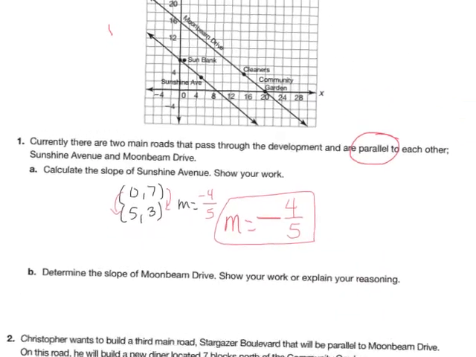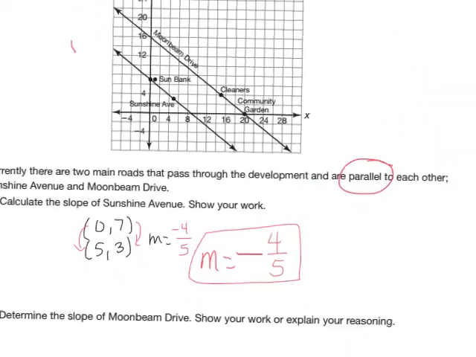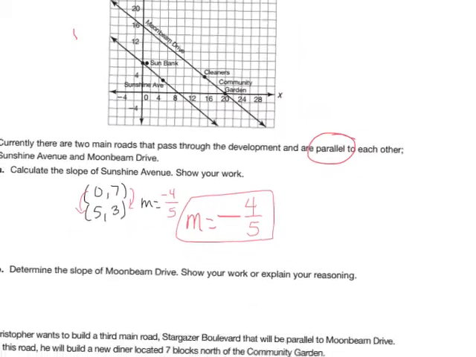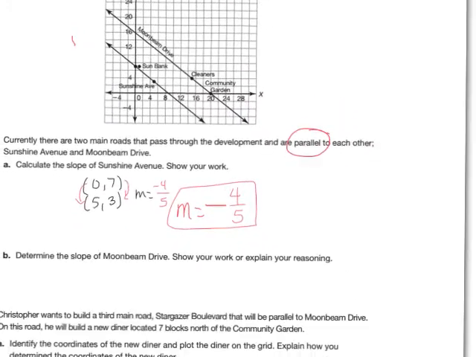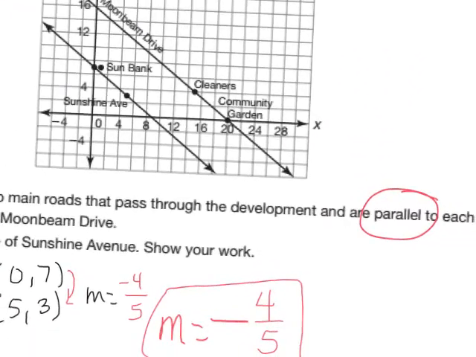Determine the slope of Moonbeam Drive. Now, this is a little silly because we know that parallel lines have the same slope. So I really don't have to do the work. I just have to say it's negative 4/5. But we can prove it here. And you can do this yourself, show the work.